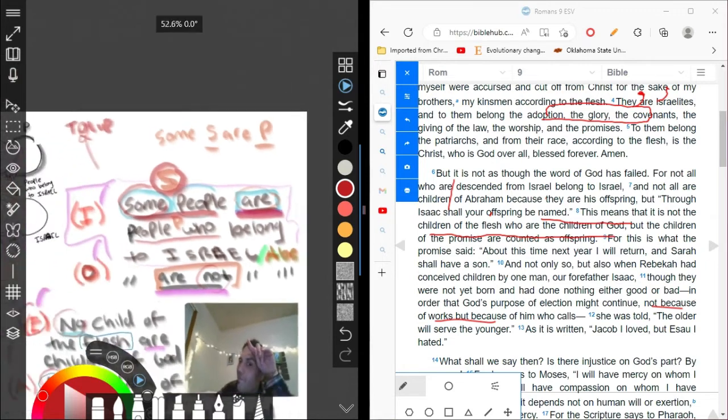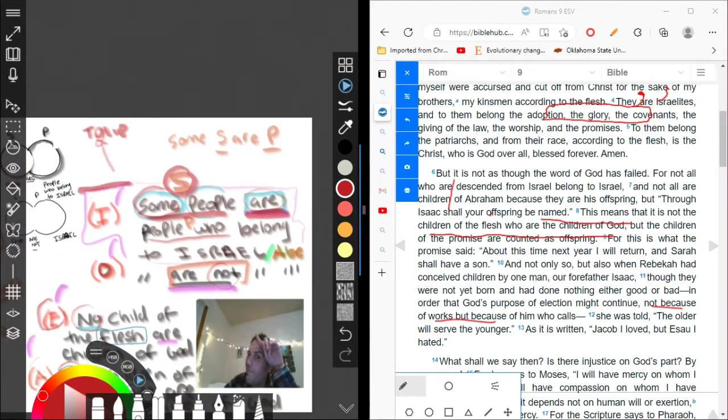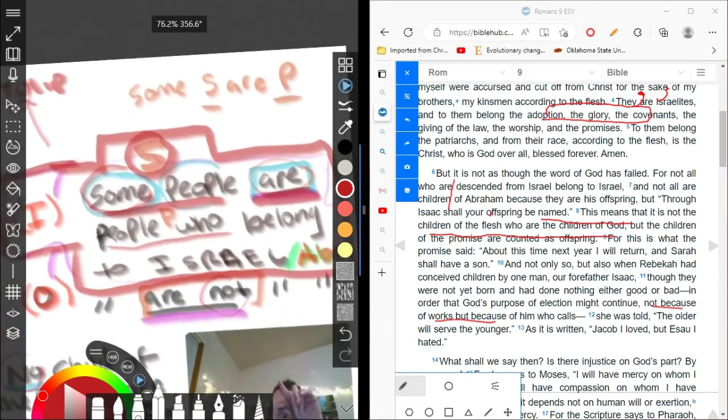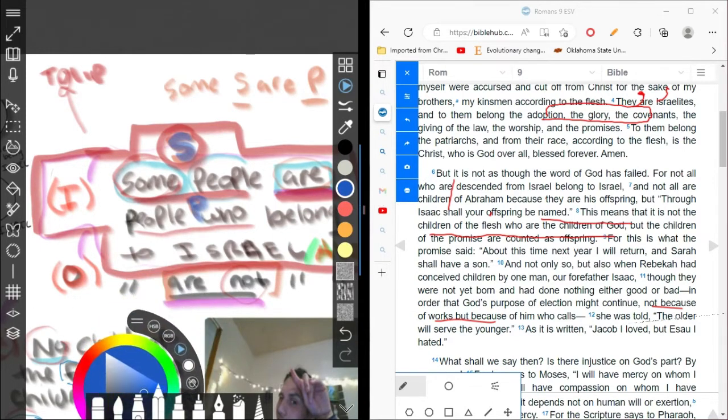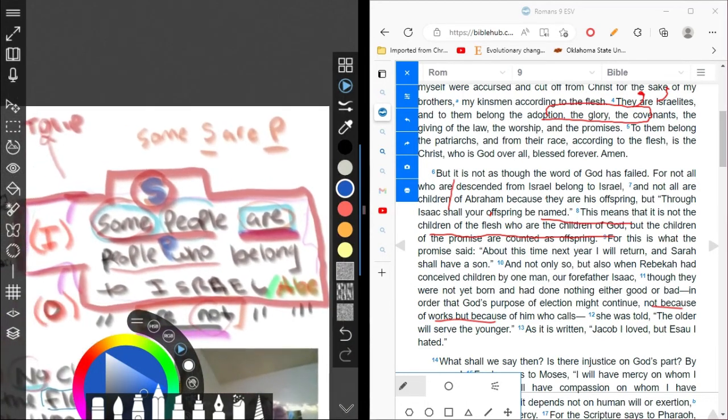So we're just looking at this phrase, and it's an I, a particular affirmative. I probably need to use a different color so it doesn't look so dirty. You have your S and your P. It's all scrunched together, like a notebook. So we're looking at people. That's a category. And then on the other side of the copula is people who belong to Israel or Abraham.